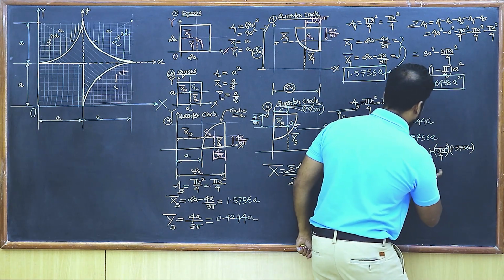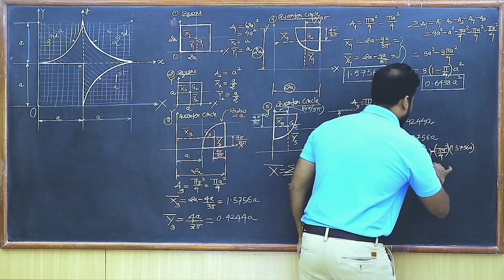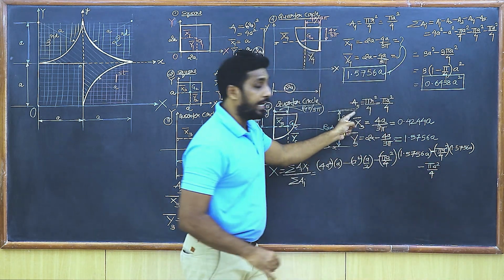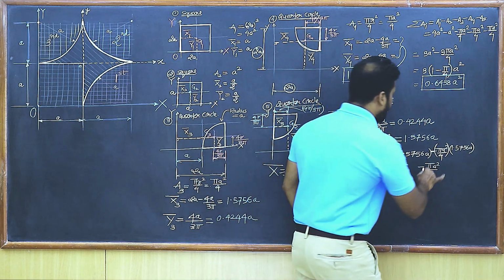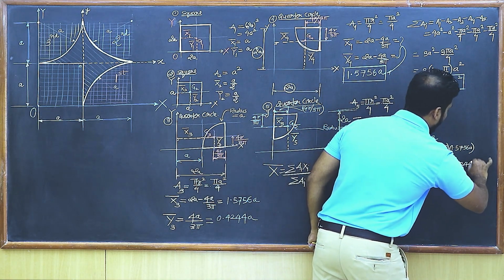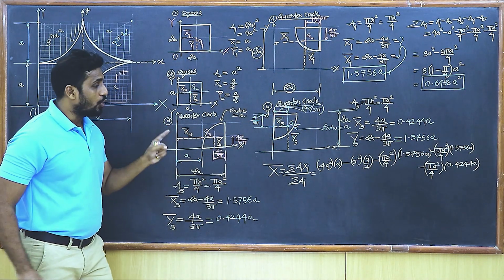So let's write over here minus sign a5. It is again pi a square upon 4. So I write here pi a square upon 4. That's the area. It multiplies with x5 bar. So the value of x5 bar is 0.4244a, isn't it? So this is all summation of ai into xi.